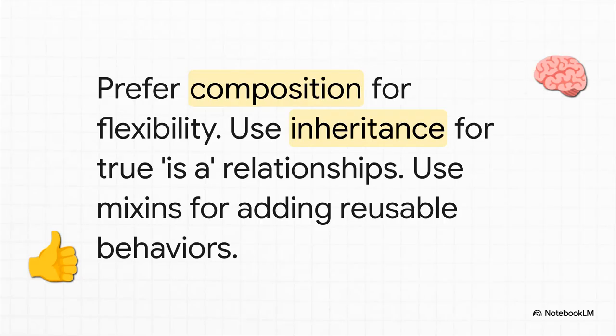So if we had to boil all of this down to one core piece of advice, it's this. Prefer composition. It's going to give you more flexible, more adaptable, and more loosely coupled designs in the long run. Keep inheritance for those really clear-cut is-a situations where it perfectly models the problem. And use mixins as a clever way to sprinkle in reusable behaviors where you need them.